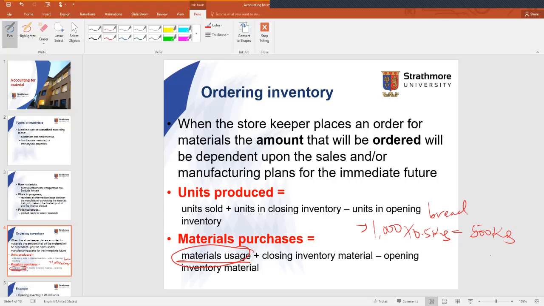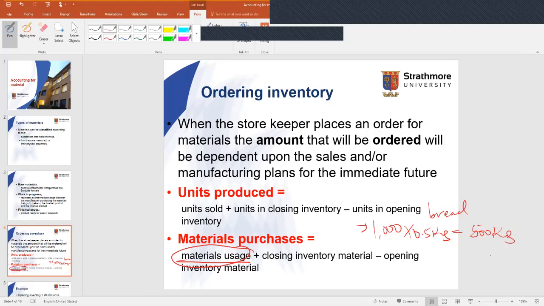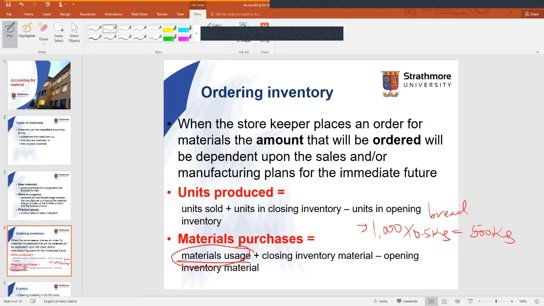Of course, we need to add the closing inventory we'll be having of material minus the stock we had at the beginning of the month, for the material we do intend to purchase. I'll give you an example to make things a bit easier, but don't cram this formula. They're quite intuitive. This should be easy to understand. First, determine how many units you need to produce, which of course is dependent on the units you need to sell, and that will influence the materials that we intend to purchase for a particular time period.